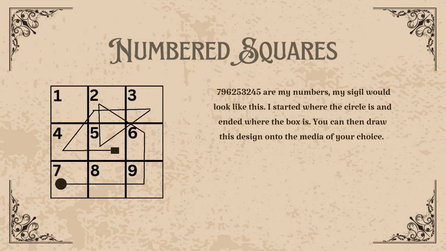You can see where I started in number 7, where the circle was, and I went straight through to 9. Then I went to 6, 2, back down to 5, over to 3, back to 2, down to 4, and then I ended at 5 with that little box. You can then draw this design onto the media of your choice, just like you did with the other symbol.